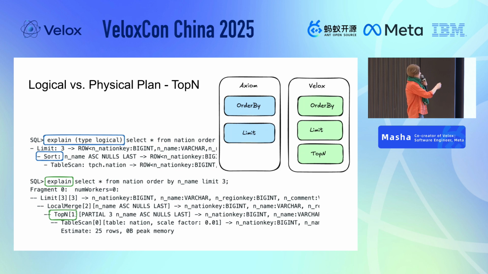And so here we are also just showing that if we type explain, type logical, we'll see sort plus limit. But if we type explain, which by default shows the final plan, the executable Velox plan, it will show the top n node.